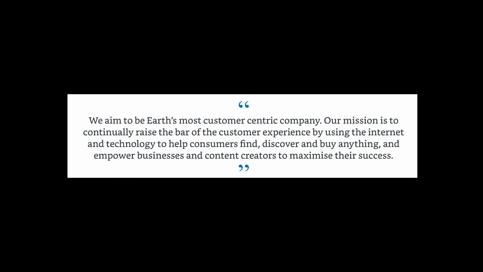Now, an example about Amazon. Their vision is, we aim to be Earth's most customer-centric company. They are saying that they are going to be the most customer-centric company. What does that mean? It can be vague, but our mission is to continually raise the bar of the customer experience by using the internet and technology. And so on. You can read the statement on the screen.